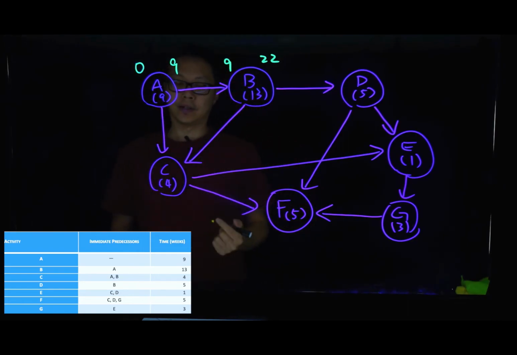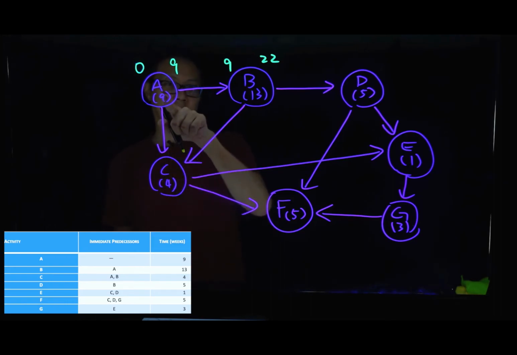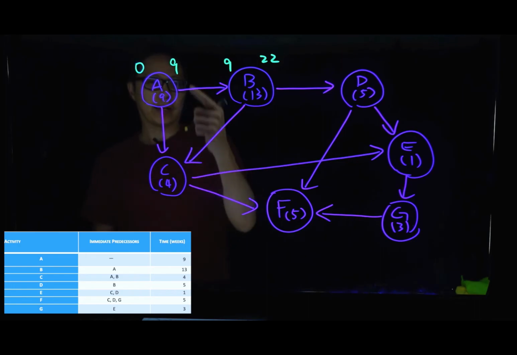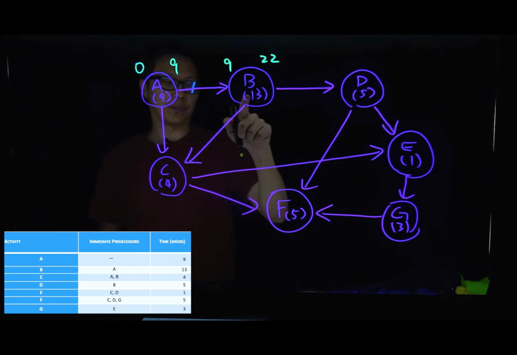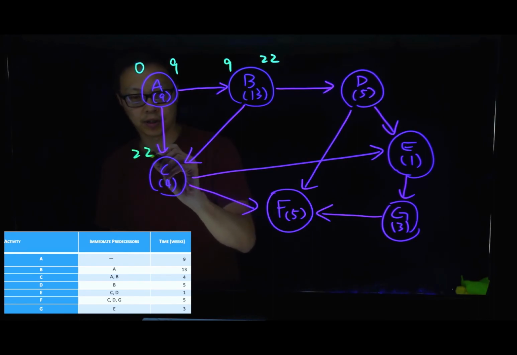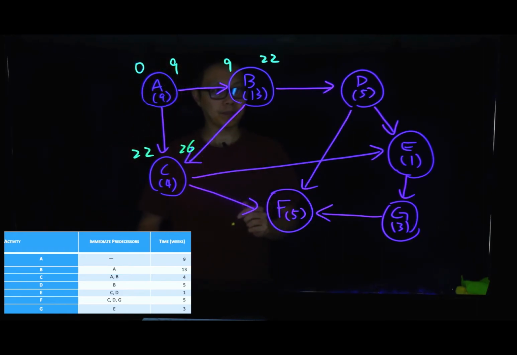Then we can work on C. We know we cannot start to work on C until we finish A and until we finish B. So we finish A at time 9 and we finish B at time 22, which means we cannot start to work on C until time 22. Duration will be 4, which means the earliest end time will be 26.